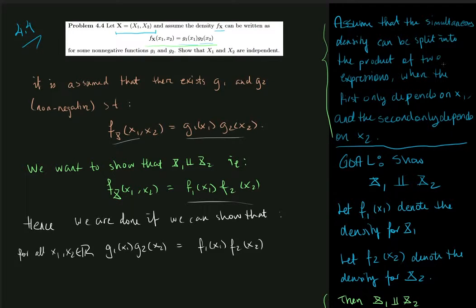So now for the calculations of problem 4.4. We want to show that the product of the marginal densities is equal to g1 multiplied by g2. Because by showing that, we have then shown that the product of the marginal densities is equal to g1 multiplied by g2, which is then equal to the simultaneous density. And that means that x1 and x2 are independent, and then we're done.